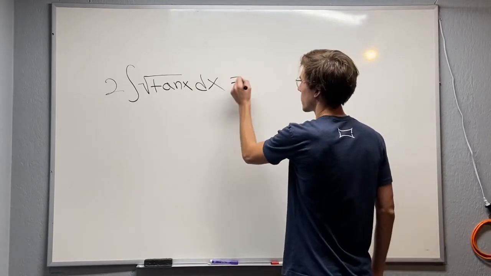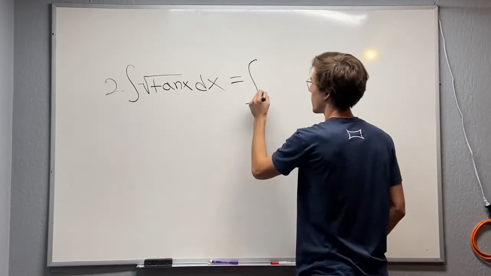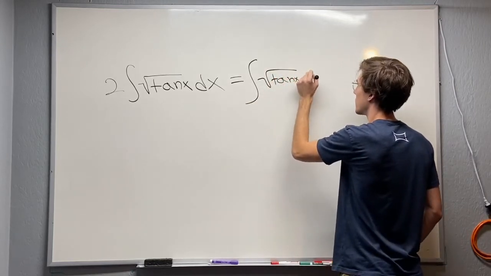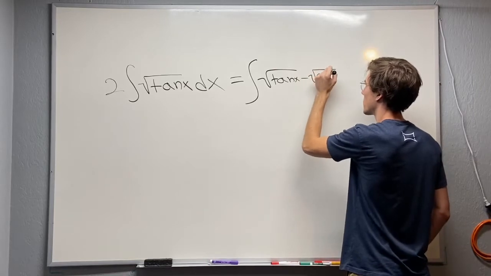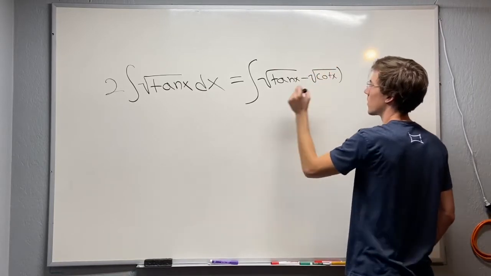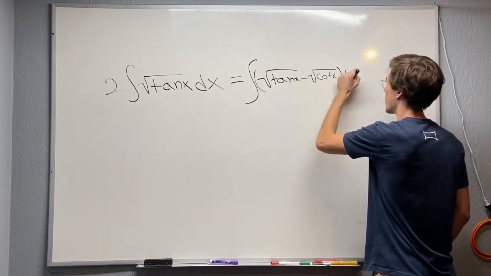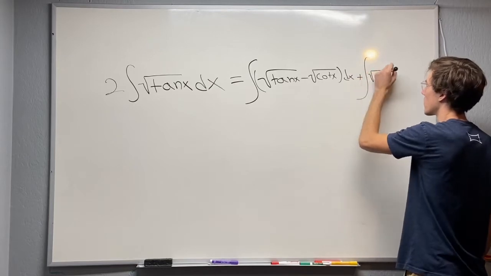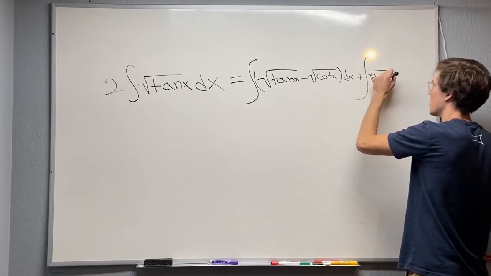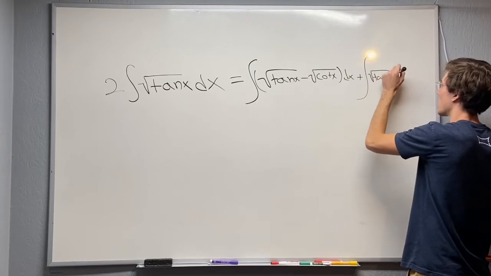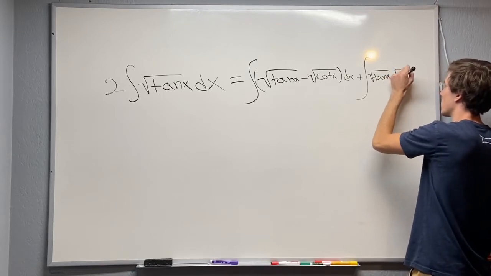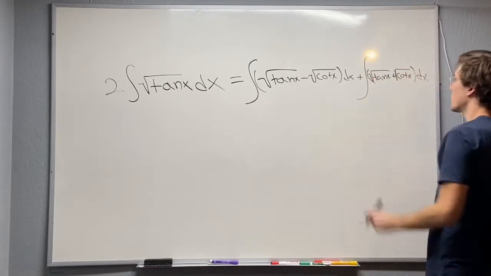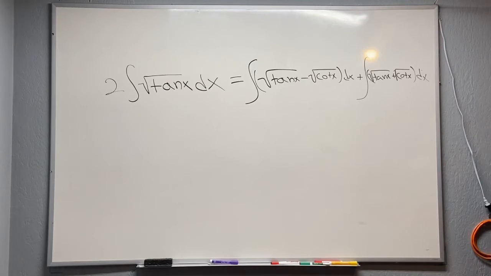So this integral is also equal to the integral of the square root of the tangent of x minus the square root of the cotangent of x dx, plus the integral of the square root of the tangent x plus the square root of the cotangent of x. And so hopefully you can look at these.